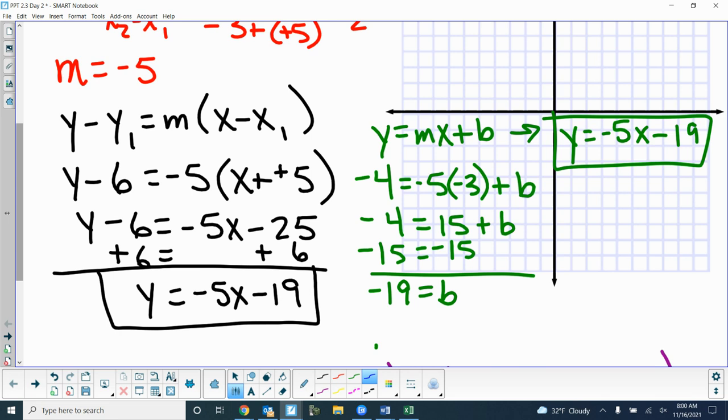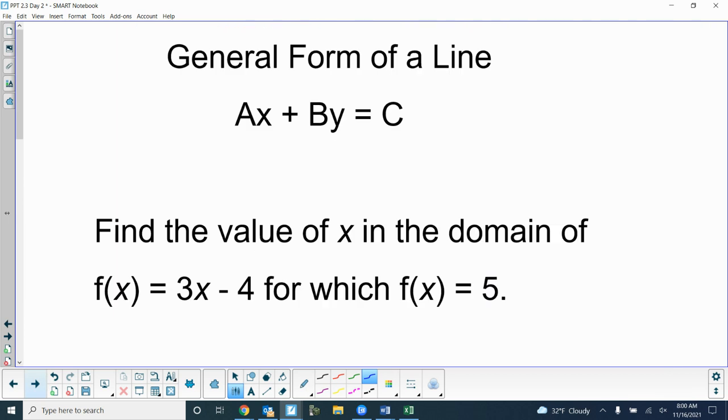Okay. Adding on to that stuff today, another form of a line is called the general form of a line, which is ax plus by equals c. Again, I'm not going to ask you to put it in that form. You might be asked to do that on homework. That's just getting x and y on the left and the constant on the other side. But if you just get y by itself, then that's fine for me.